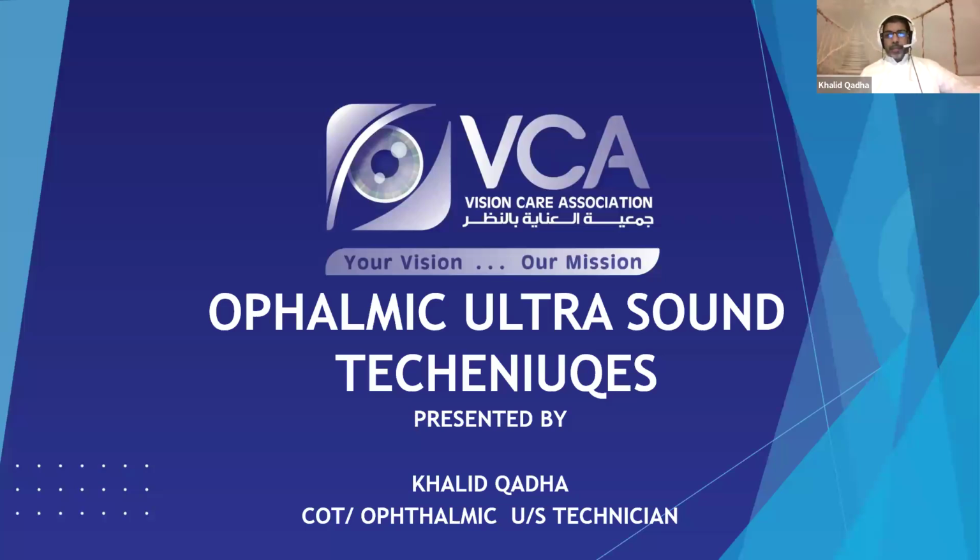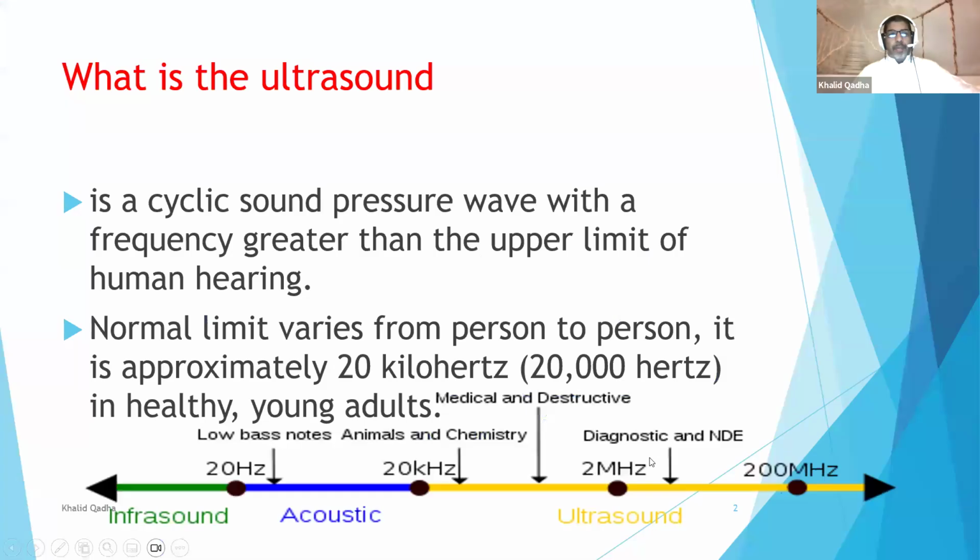So as a beginning, what is ultrasound? In simple words, it's a cycle of sound pressure wave with a frequency greater than the upper limit of human hearing. As you see in the diagram down, you can see the uses of ultrasound, but mainly we will focus on the medical use, which is usually between 2 megahertz up to 50 megahertz.